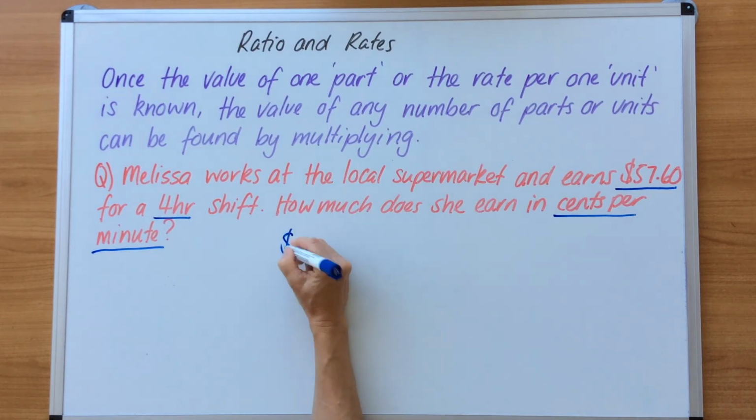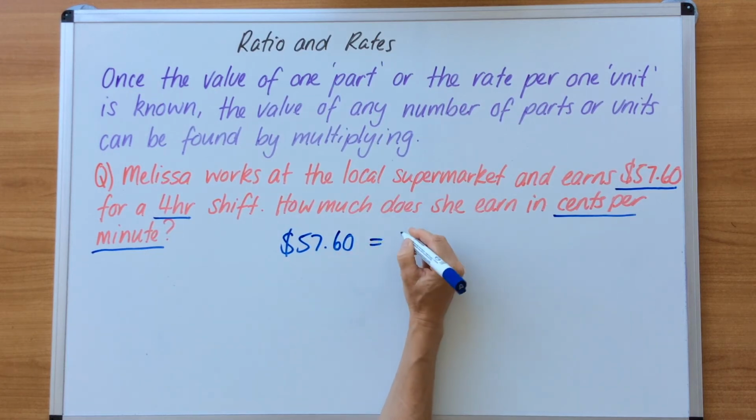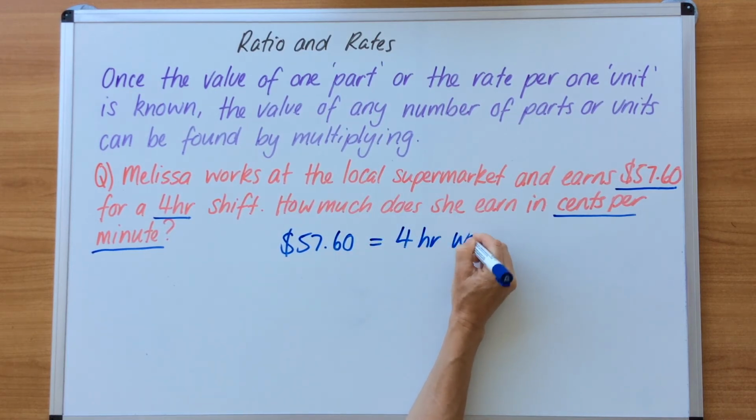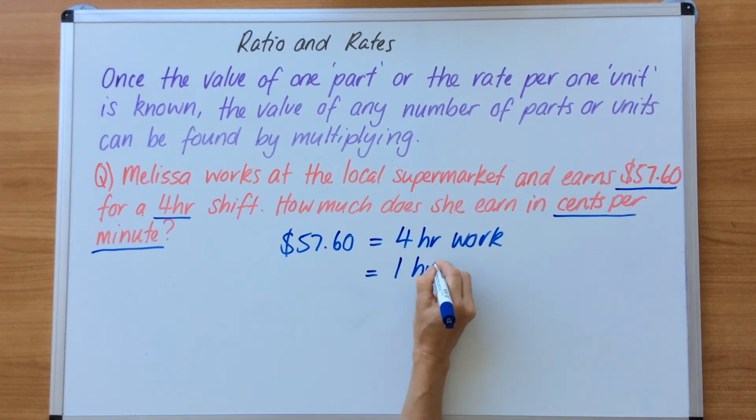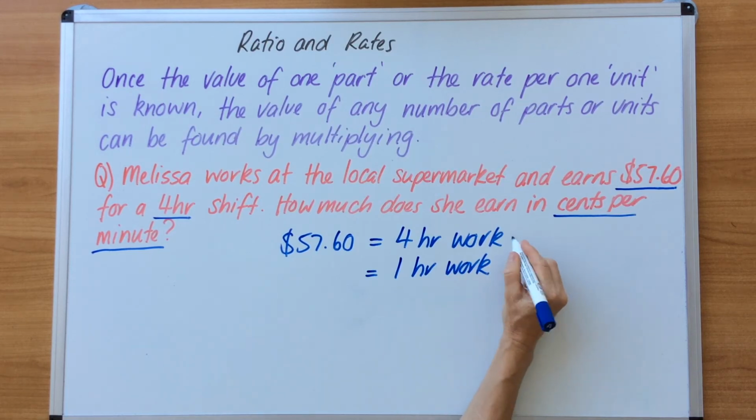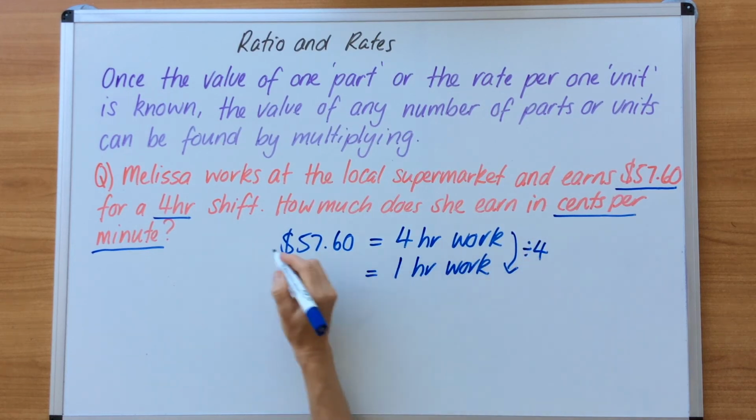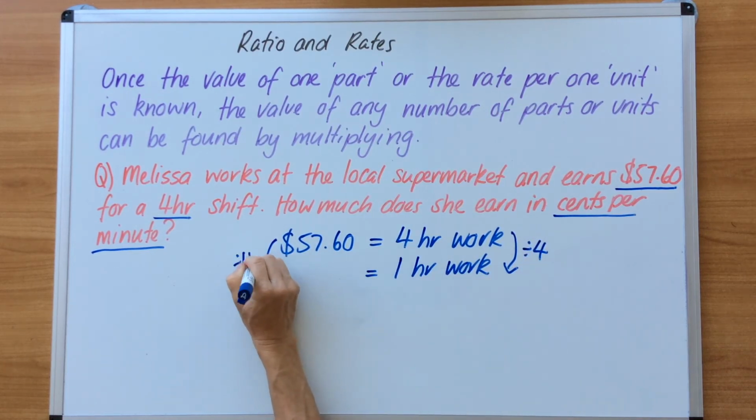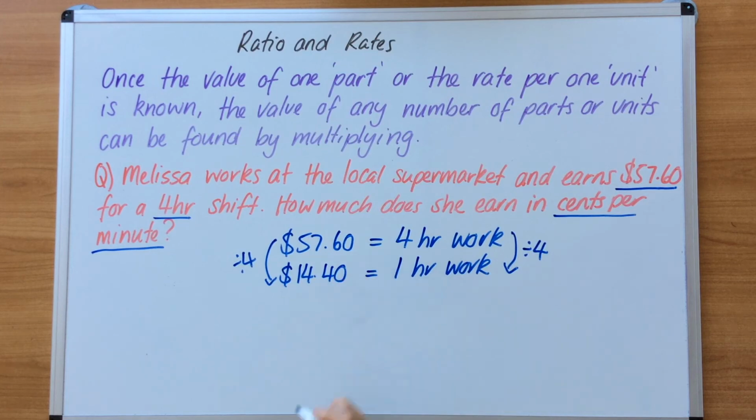So we have to write down what she earns, which is $57.60, and that's for 4 hours of work. So that's a rate. We now need to bring this down to 1 hour of work to bring it down to the 1 unit. So to get from 4 to 1, we must divide by 4. So we do the same over here, and we go $57.60 divided by 4, and it brings it down to $14.40. So we now know what she earns per hour.